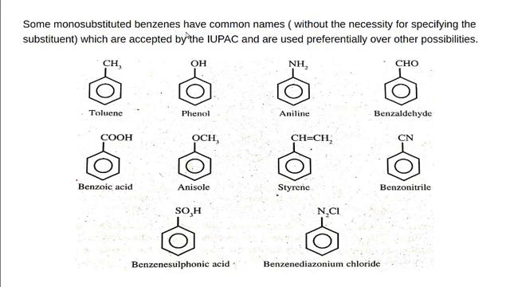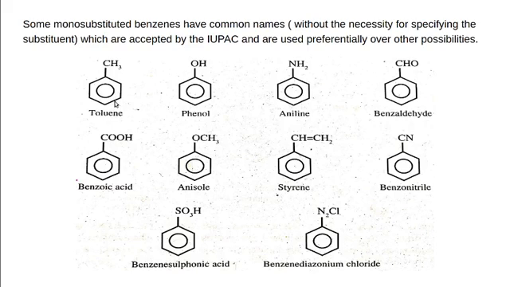Some monosubstituted benzenes have common names, without the necessity for specifying the substituents, which are accepted by the IUPAC. IUPAC is the International Union of Pure and Applied Chemistry, an organization for naming compounds, and these names are used preferentially over other possibilities. That means in some cases we are not mentioning the substituent as a prefix word. In this case the substituent is methyl. We are not naming it as methyl benzene, but usually we use its common name. Its common name is toluene.